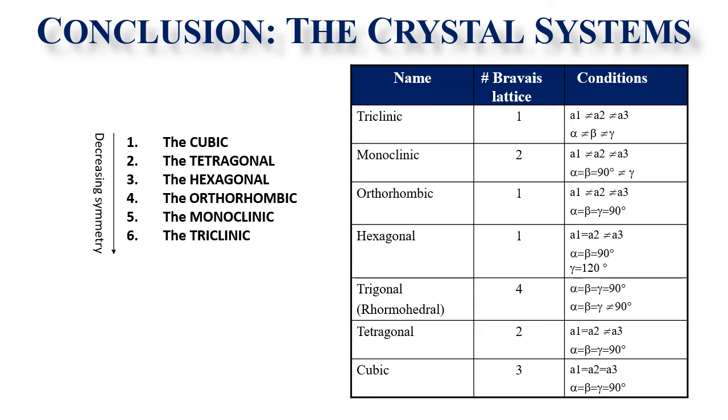So we have in total six crystal systems, that is cubic, tetragonal, hexagonal, orthorhombic, monoclinic and triclinic, based on the symmetry elements, the length of axes and the angle between these axes. In triclinic we have one Bravais lattice, in monoclinic two, in orthorhombic one, in hexagonal one, in trigonal or rhombohedral four, in tetragonal two, and in cubic three Bravais lattices.